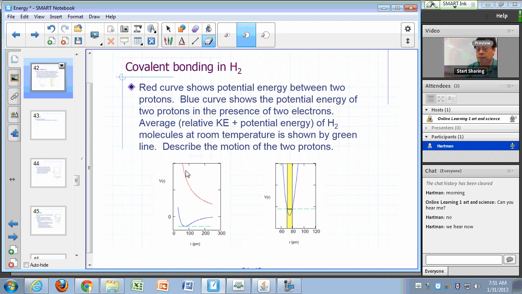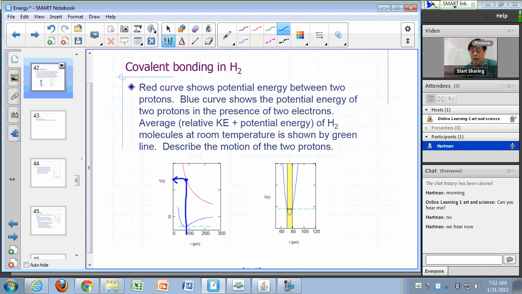So we said, let's say that they are separated by this distance right here. Okay, so that's around 80 picometers on this graph. So the potential energy between them is given by this value right here. So that's the potential energy.